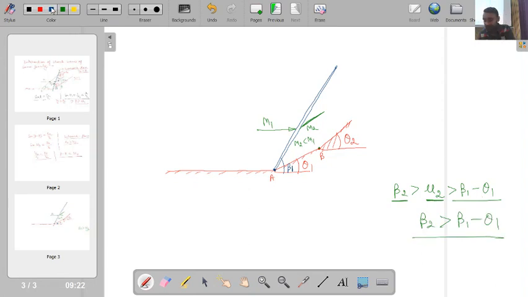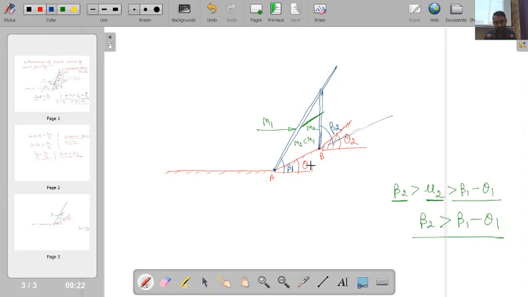So it means that now I will have another shock wave over here, and when this shock wave makes an angle with this particular direction, this angle will be my beta 2 angle. And beta 2 angle will be greater than beta 1 minus theta angle. Okay, so up to this point is it clear?